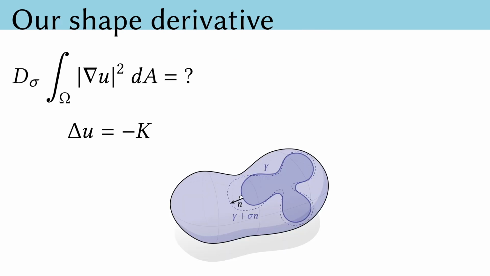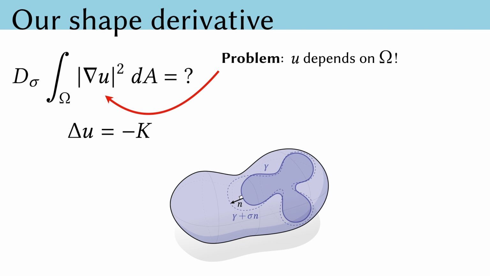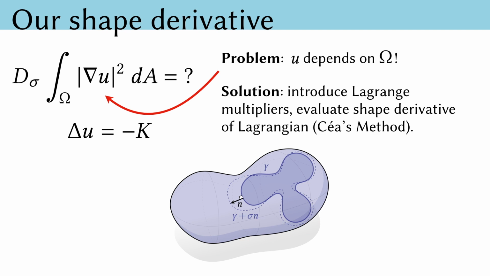So now back to our problem. We want to take the shape derivative of our distortion energy, but this is more challenging because the quantity inside the integral depends on the shape of the boundary itself, as captured by the Yamabe equation. With a bit more work, we can still evaluate the shape derivative by introducing Lagrange multipliers and showing that the shape derivative of the Lagrangian is the shape derivative of the constrained problem.